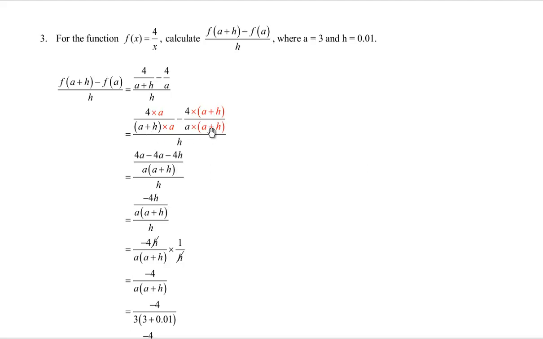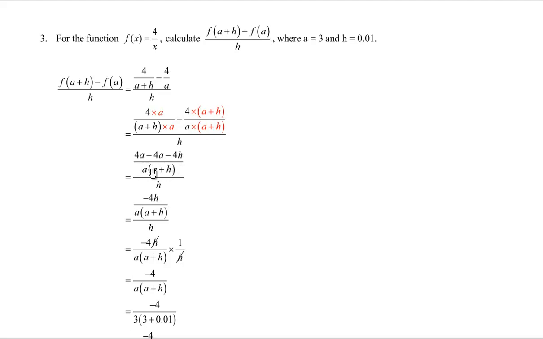So the two denominators now are a and a plus h. I've written them in different orders here maybe, but they are the same denominator. So in the next line, and then it's over h here, that's that h right there and there. So 4 times a is 4a, minus 4 times a is minus 4a, and negative 4 times the h is minus 4h. That's what's on the top here.